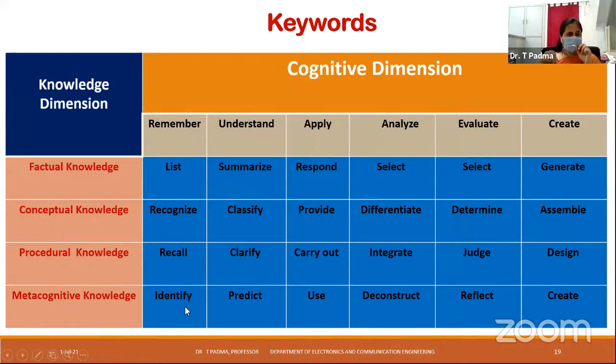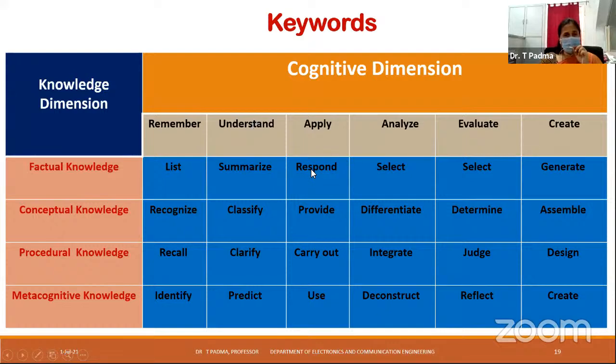Similarly, identify is based upon the knowledge which is already in the memory, which is the remember level. Similarly, summarize. Summarize is the factual knowledge for the understanding level. Classify is the conceptual knowledge which can be applied for the understanding. Clarify is the procedural knowledge which could be applied for the understanding. Predict is used for the metacognitive knowledge which could be applied at the understanding level.